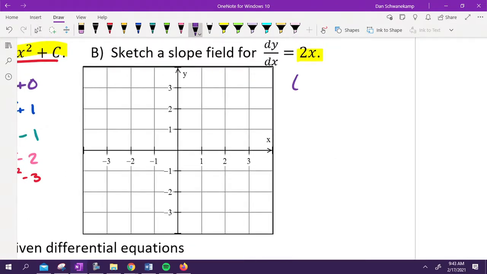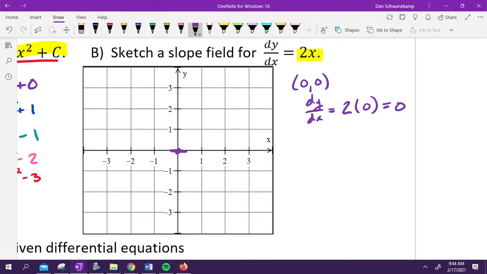Let's say we were looking at the ordered pair 0, 0. We're going to find the derivative at the ordered pair 0, 0. What do you think I'm going to plug in for x? 0. What is 2 times 0? 0. So the derivative at 0, 0 needs to be 0. So on our graph at the spot 0, 0, we are going to draw a slope line of 0, since this is the derivative. It's going to be like a little half-inch line that goes through the point 0, 0 with a slope of 0. So that little tick mark right there has a slope of 0.